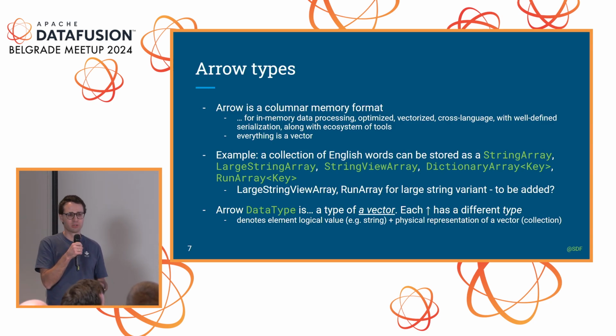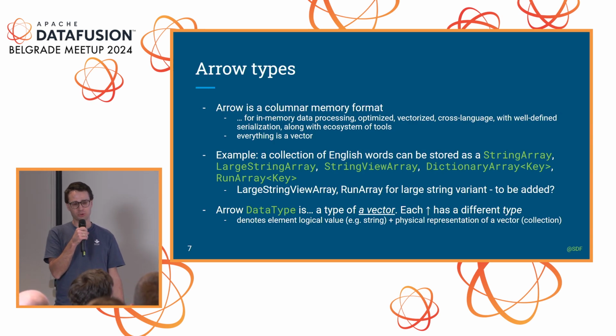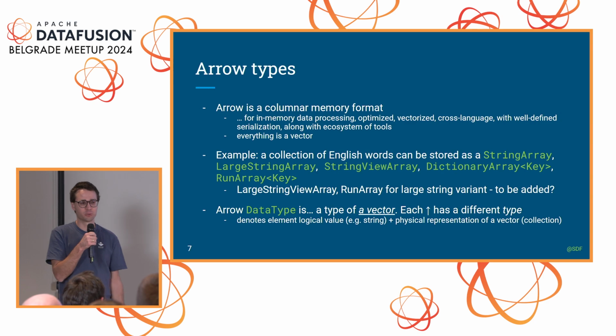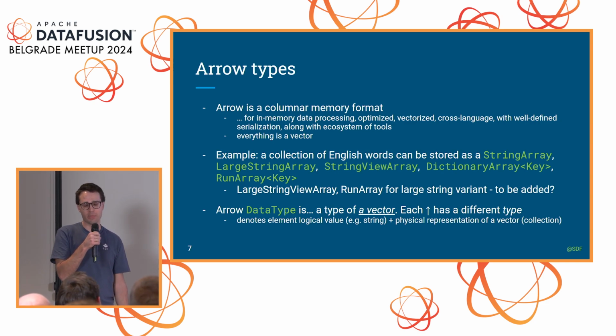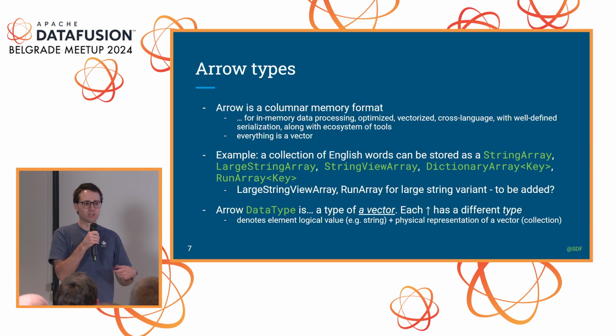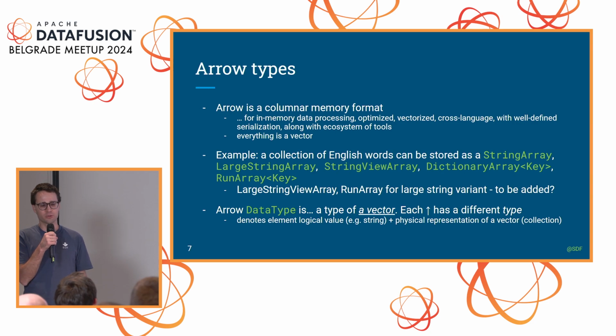I can put them into a string array, or I can put them in a large string array, or I can put them in a string view array, or two other options. So there are basically in Arrow 5 different ways to represent a collection or a vector of words. And Arrow also has a type system. There is an enum data type. It represents a type of a vector.